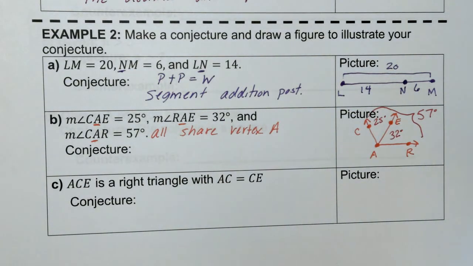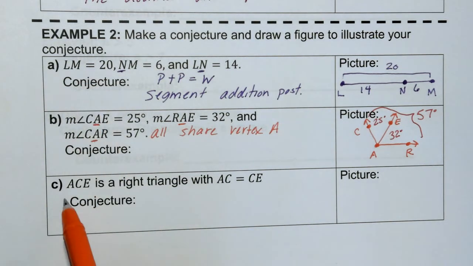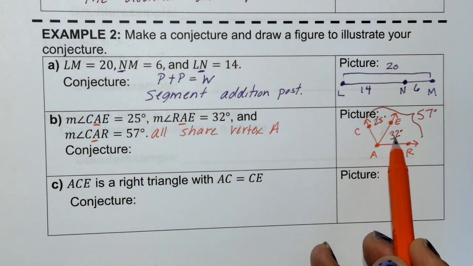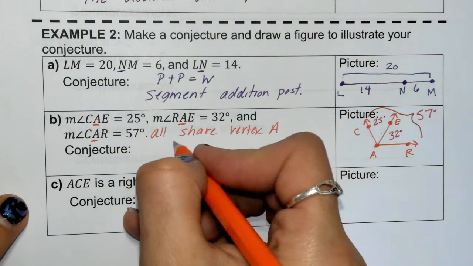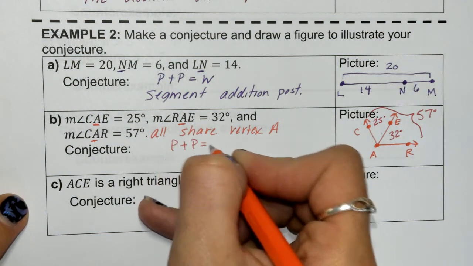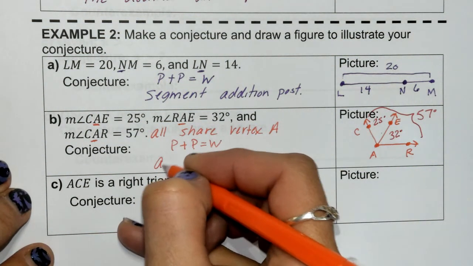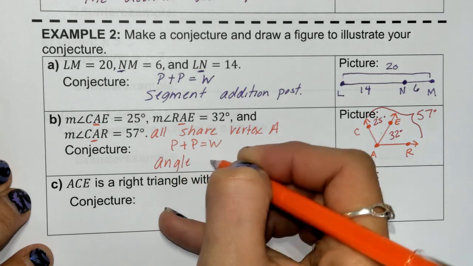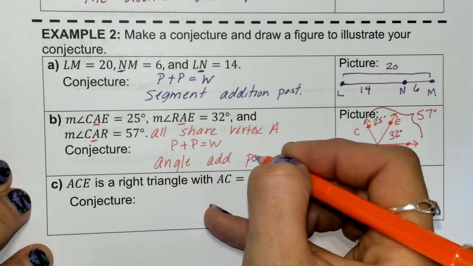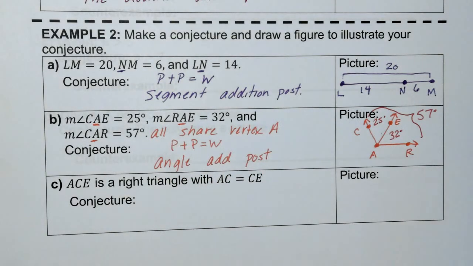And the other one, again, is the exact same thing as the example right here. We have our part plus part equals the whole. So we have part plus part equals whole. This time we have our angle addition postulate. I'm going to abbreviate this. So we're still part plus part equals whole, but now we're doing the angles.